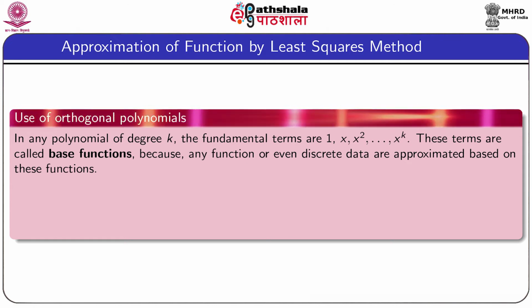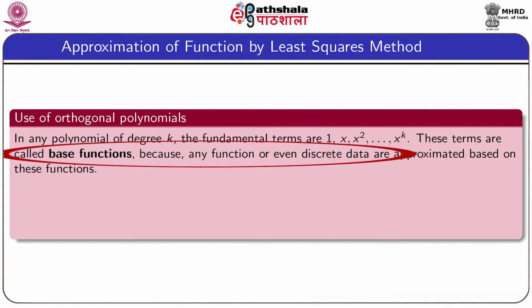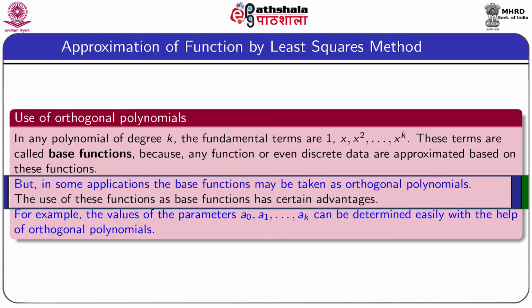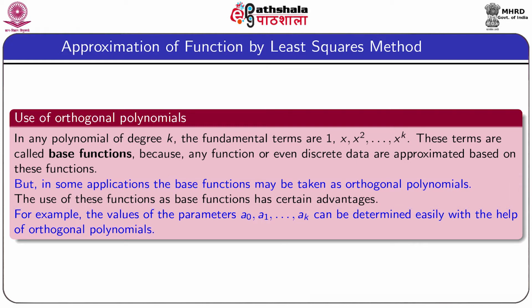The fundamental terms are 1, x, x square up to x to the power k. These terms are called base functions because any function or even discrete data are approximated based on these functions. But in some applications, the base functions may be taken as orthogonal polynomials. The use of these functions, that means orthogonal polynomials, as base functions has certain advantages. For example, the values of the parameters a0, a1 up to ak can be determined easily with the help of orthogonal polynomials.